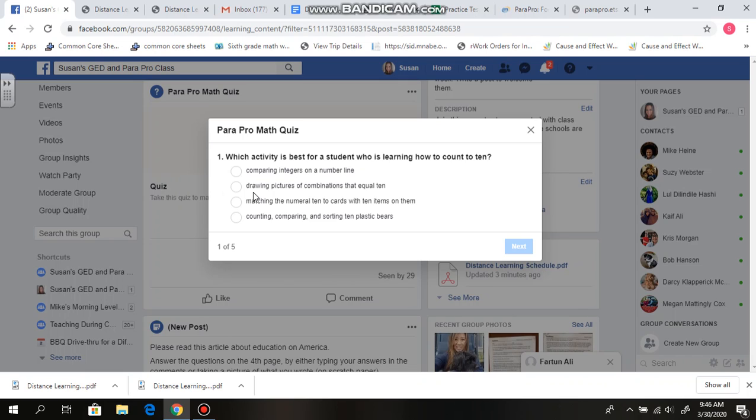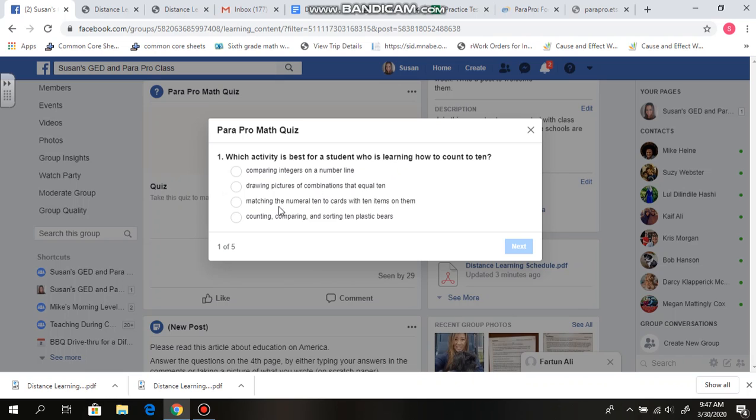The second option, drawing pictures of combinations that equal 10. Well, this might be good if we are learning how to add numbers that equal 10, but we are not that far in the math process yet. They're just learning how to count. So what comes after 1, what comes after 2, what comes after 3, and what do those numbers mean? What does 1 mean? What does 2 mean? So this would be too hard.